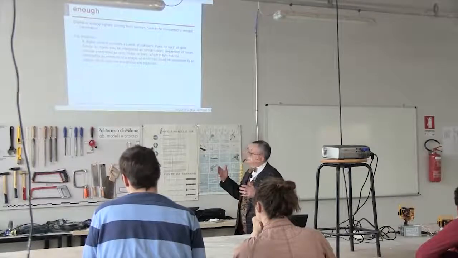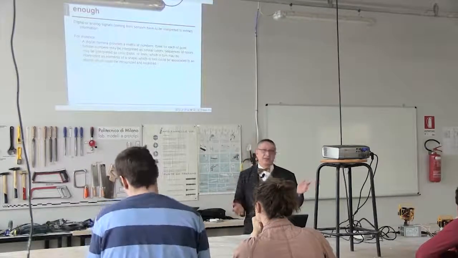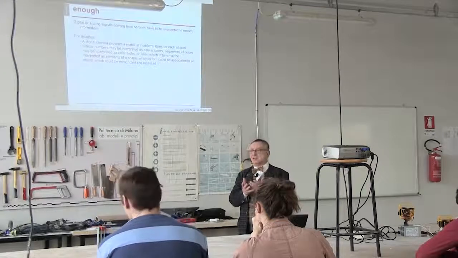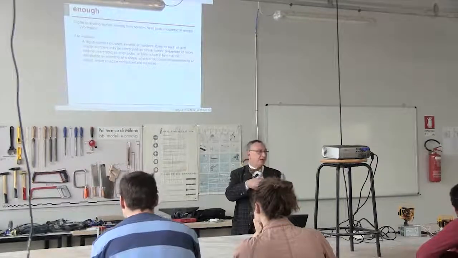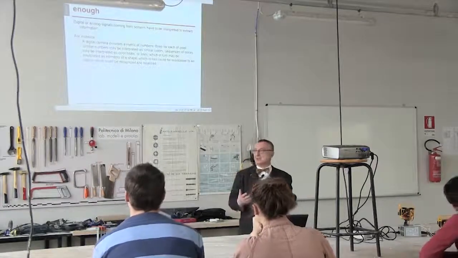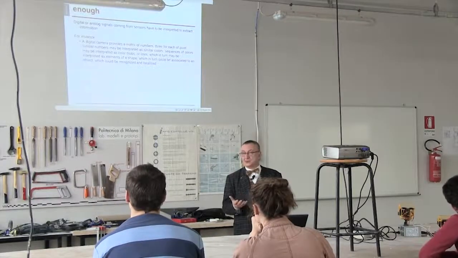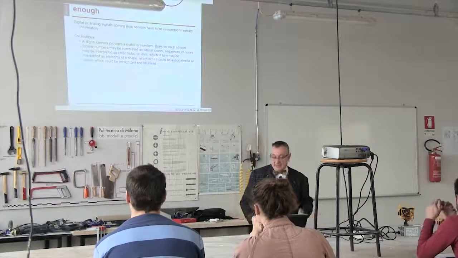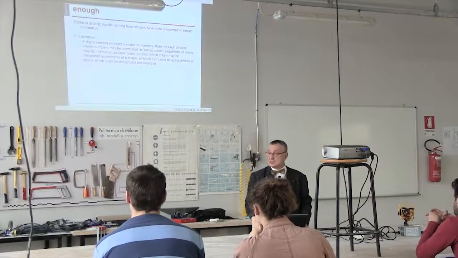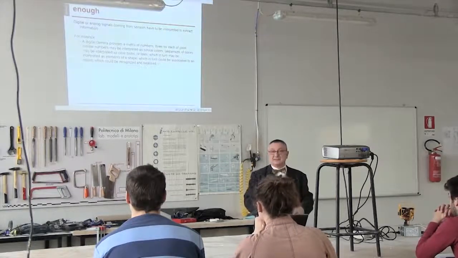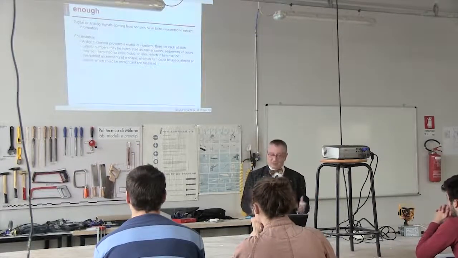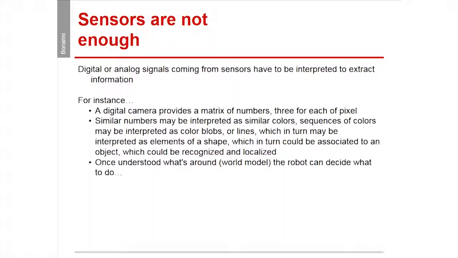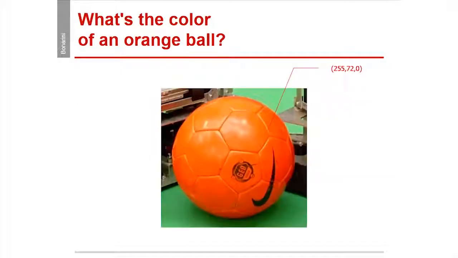And once we have this information, such as color or lines, we can try to understand the shape of the lines, the shape of the colors, and associate them to known things about the objects. At the end we can detect the object and possibly the position of the object, and then finally understand what's around, understanding the scene. This is a quite complex process. And once we have this world model, we can decide what to do.